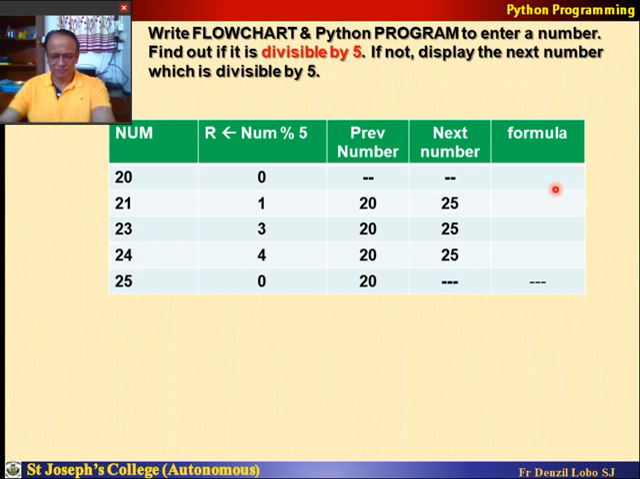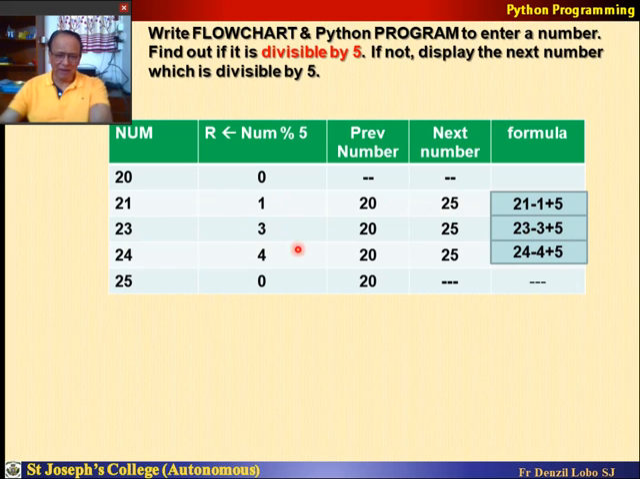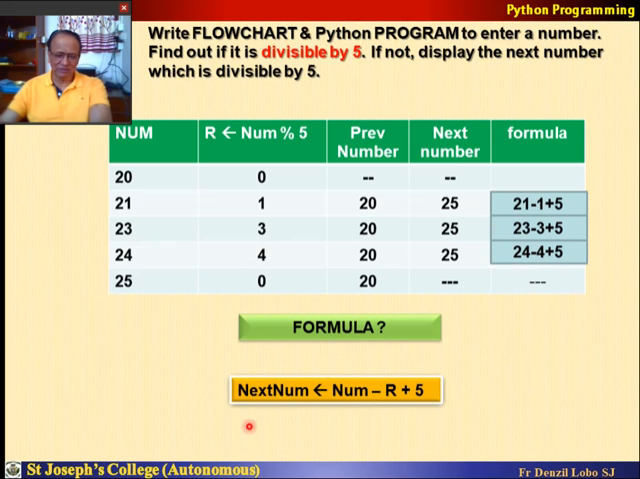So as you see here, how do I get 25? 21 minus remainder plus 5. So here 23 minus 3 plus 5. So 24 minus 4 plus 5. Therefore, what is the general formula? Take that number minus, what are the 1, 3, 4? They are nothing but the remainder. You deduct that and add 5. So this becomes the formula to find the next number which is divisible by 5.